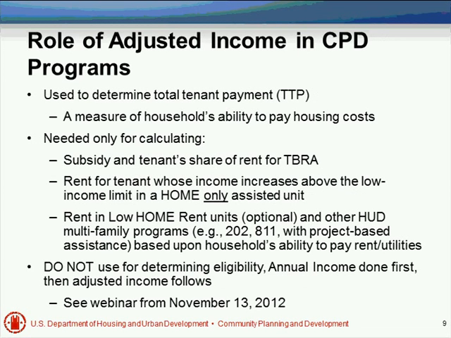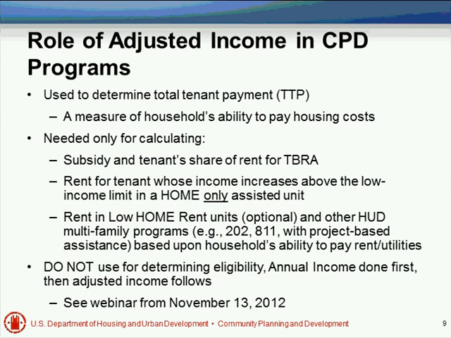From gross annual income, then we need to figure out the household's ability to pay housing costs, such as rent and utilities. So adjusted income is to figure out what rents are going to pay, for example. It also helps you with any subsidy payments or any tenant payments. What is the tenant's share of a tenant-based rental assistance program? What is the administrator's share or the subsidy share of that particular program?